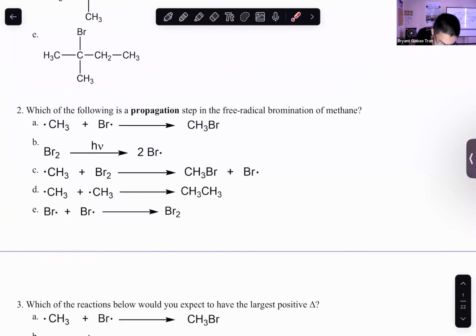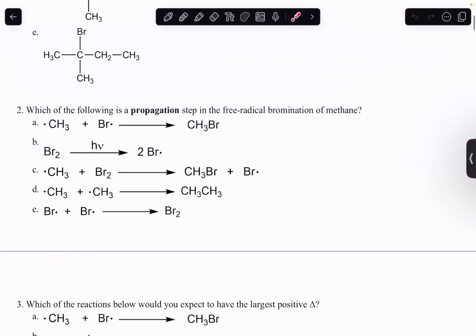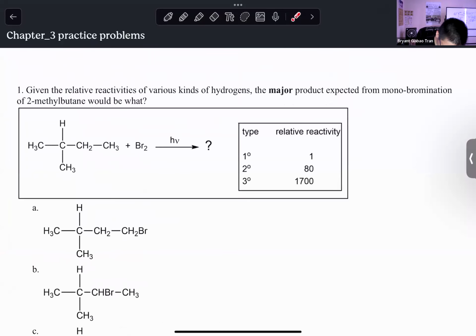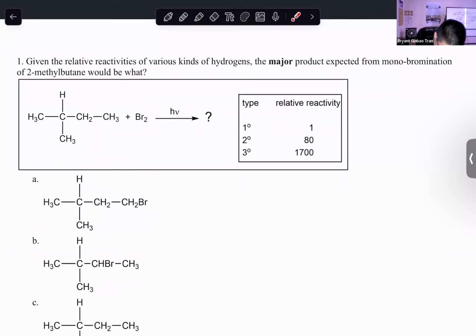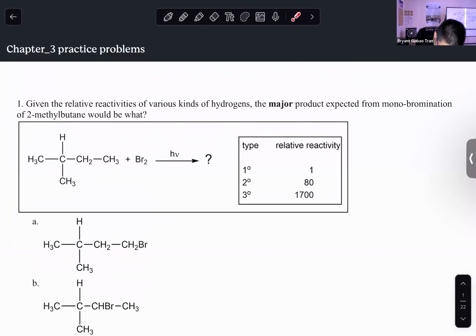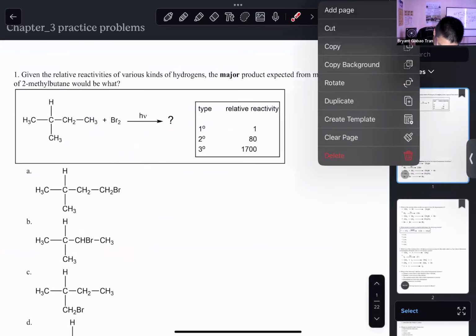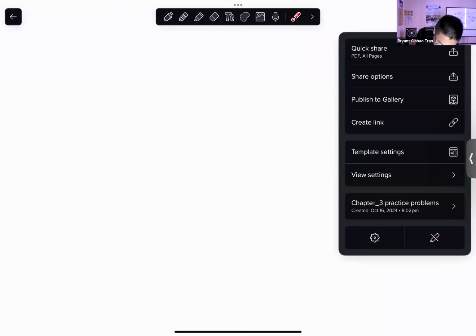You had a question about the second one right here. No, the first one. Yeah, the first one right here. Given the relative reactivities of various kinds of hydrogens, the major product expected from monobromination of 2-methylbutane would be what? So this is a free radical halogenation reaction. Are you familiar with the reaction and mechanism?